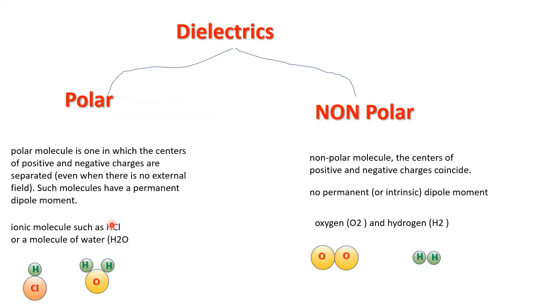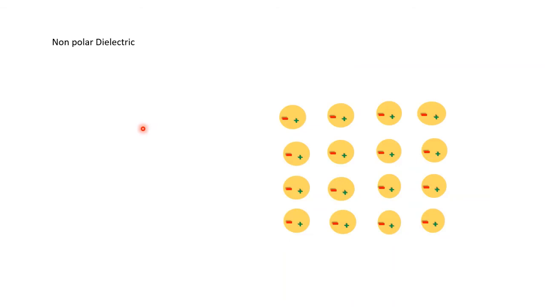HCl is an example of a polar molecule, and H2 of a non-polar molecule. The centers of positive and negative charges of this type of molecule are coincident, meaning they are at the same point itself. So, there is no permanent dipole moment. Examples are oxygen, hydrogen, etc. A non-polar dielectric means the molecules of this dielectric do not have a polarity in the absence of an external field.